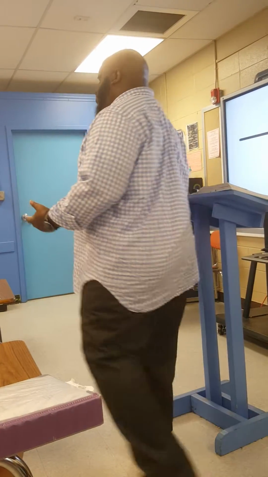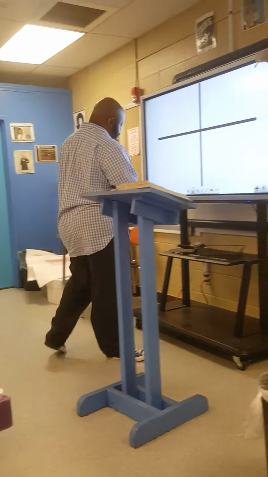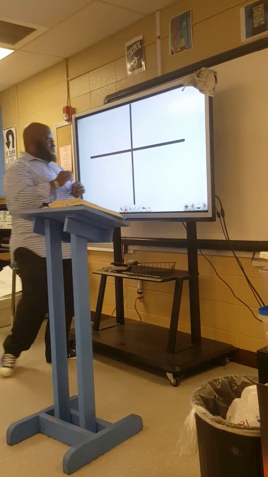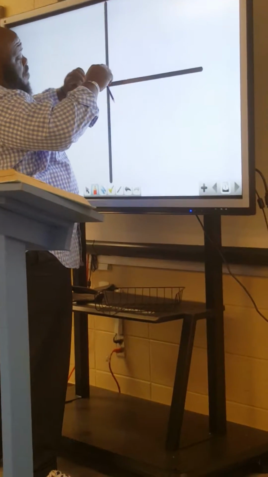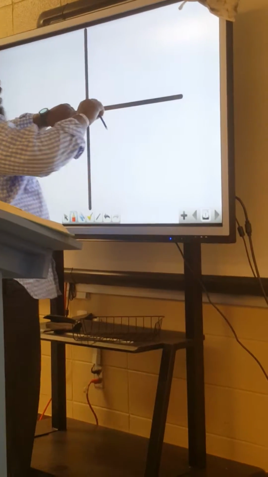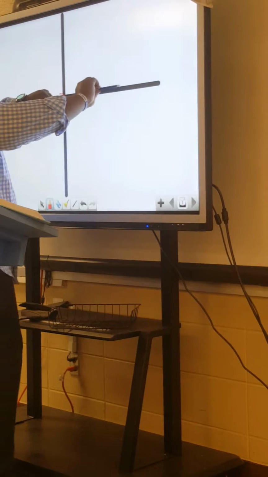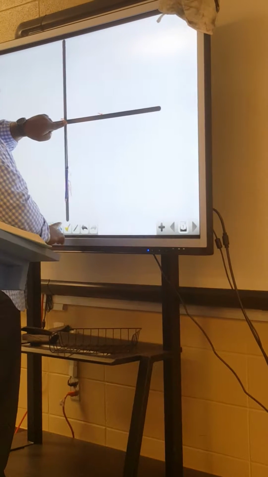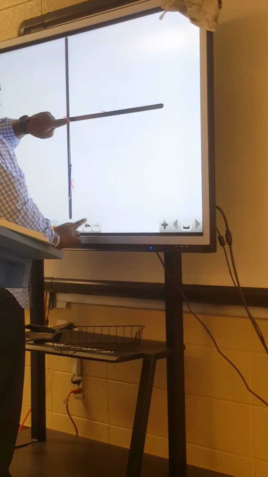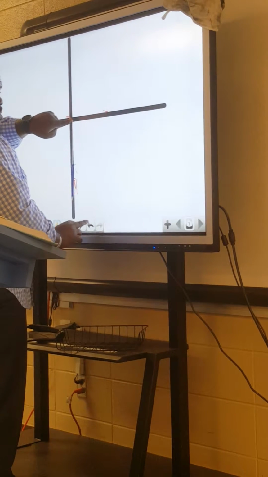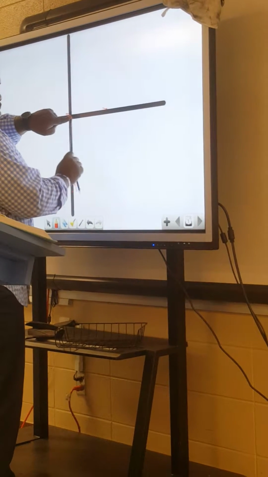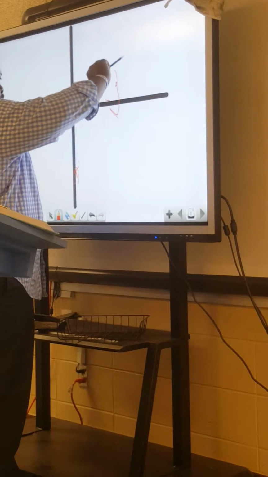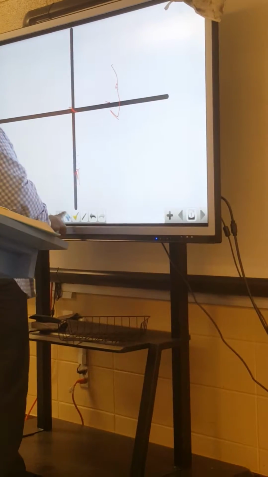Now, let's put this on the graph. I'm just going to use one point of the pencil. So we said here's the endpoint, the fixed point. Here's the pencil. Now watch the pencil as it goes.